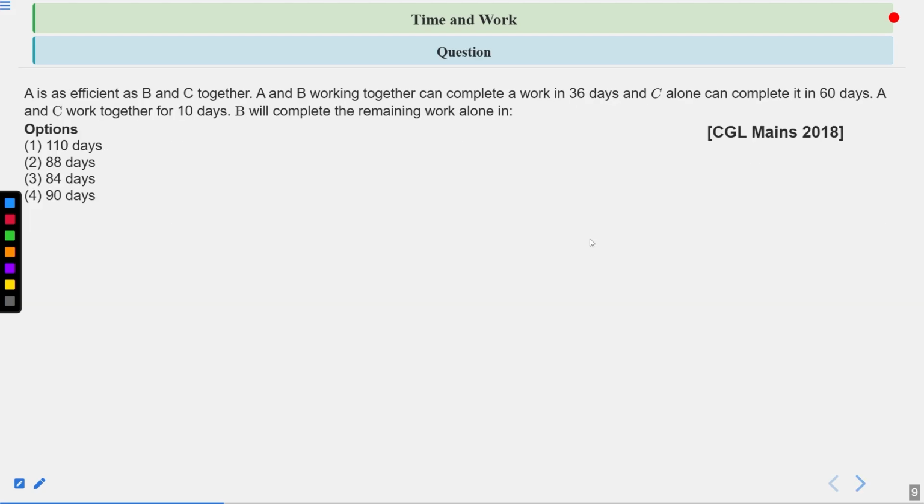A is as efficient as B and C together. A and B working together can complete a work in 36 days and C alone can complete it in 60 days. A and C work together for 10 days. B will complete the remaining work in, and this question was asked in the SSC CGL Mains exam in 2018. So there are four options. First one is 110 days, second is 88 days, third one is 84 days, fourth one is 90 days.